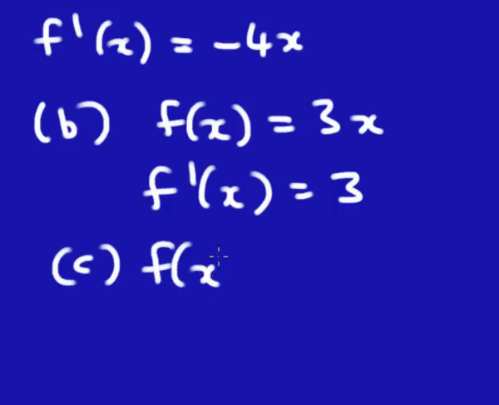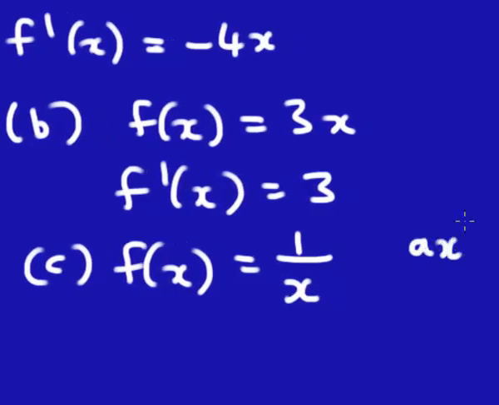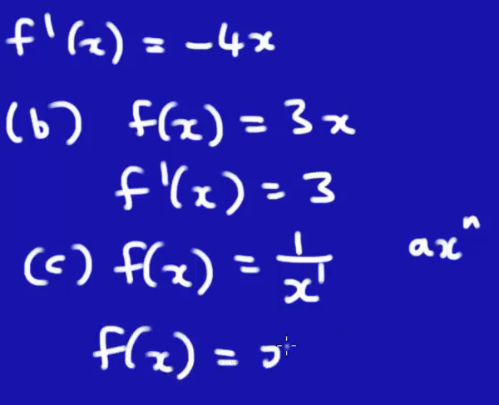What if we have a hyperbola like 1 over x? Well, that's not quite in the form ax to the n. We don't have it looking like that. But what we could do is if you bring that up, you could get x to the negative 1. So it's actually 1x to the negative 1, which looks like this now.